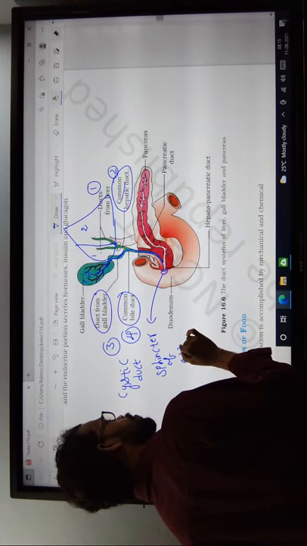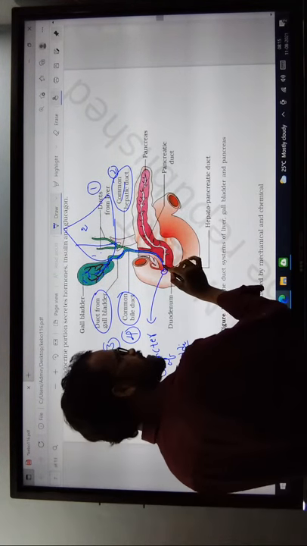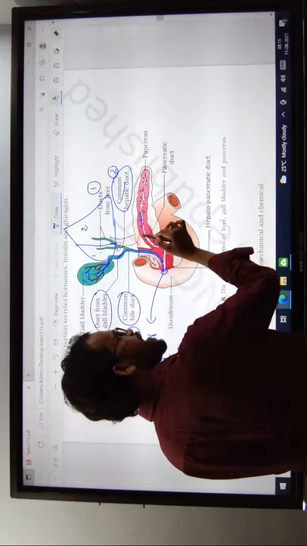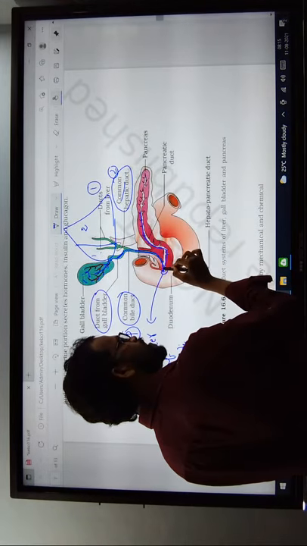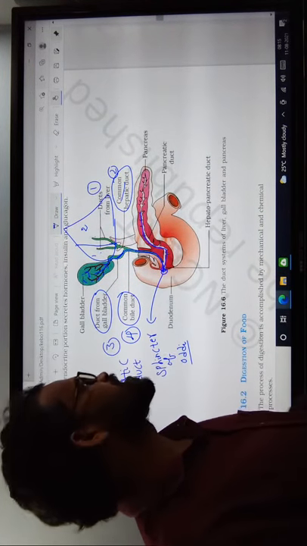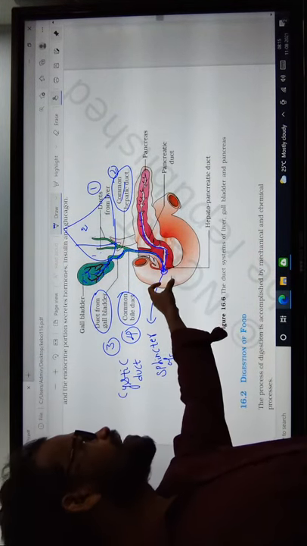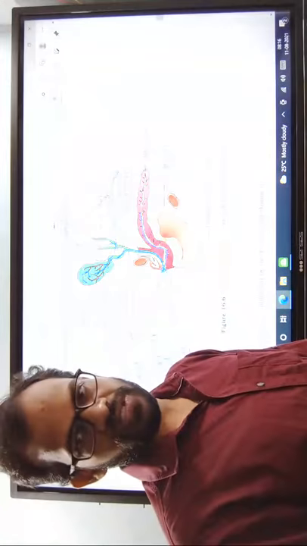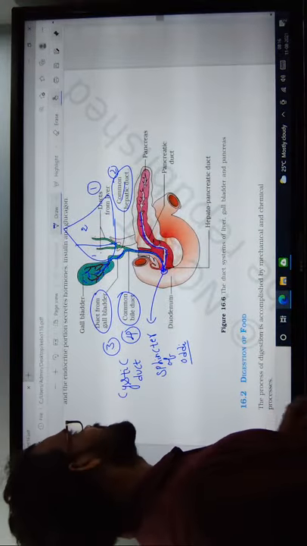The sphincter of Oddi is the opening sphincter. The common bile duct as well as the pancreatic duct open into it. Both ducts open into the sphincter of Oddi, which receives bile juice as well as pancreatic juice.